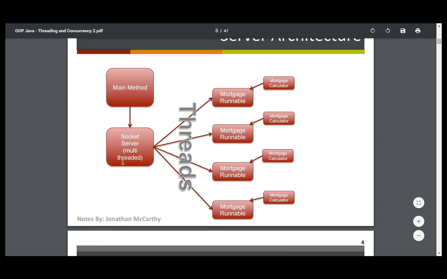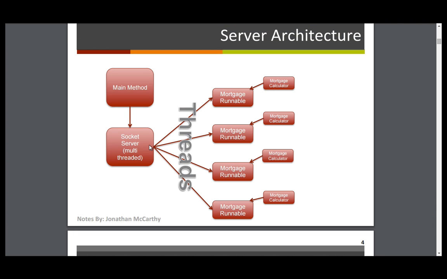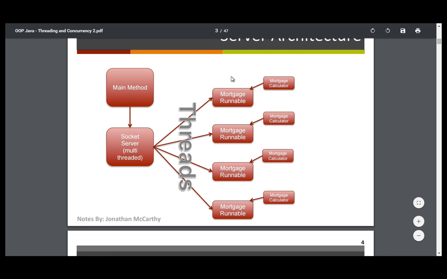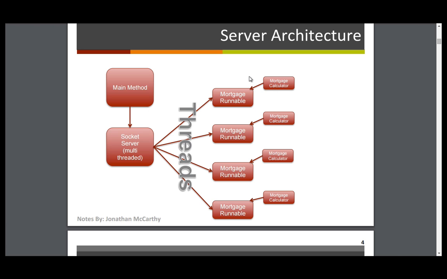Okay, so the idea is that we're going to create ourselves a socket server, which will be multi-threaded, so that when a client connects, we'll be able to perform some mortgage calculations for them and send back the figure for the monthly repayment. The client will provide three pieces of information: the annual percentage rate, the loan amount, and the loan duration. Our processing will happen on the server in a separate thread, and we will reply to the client with the monthly repayment amount.